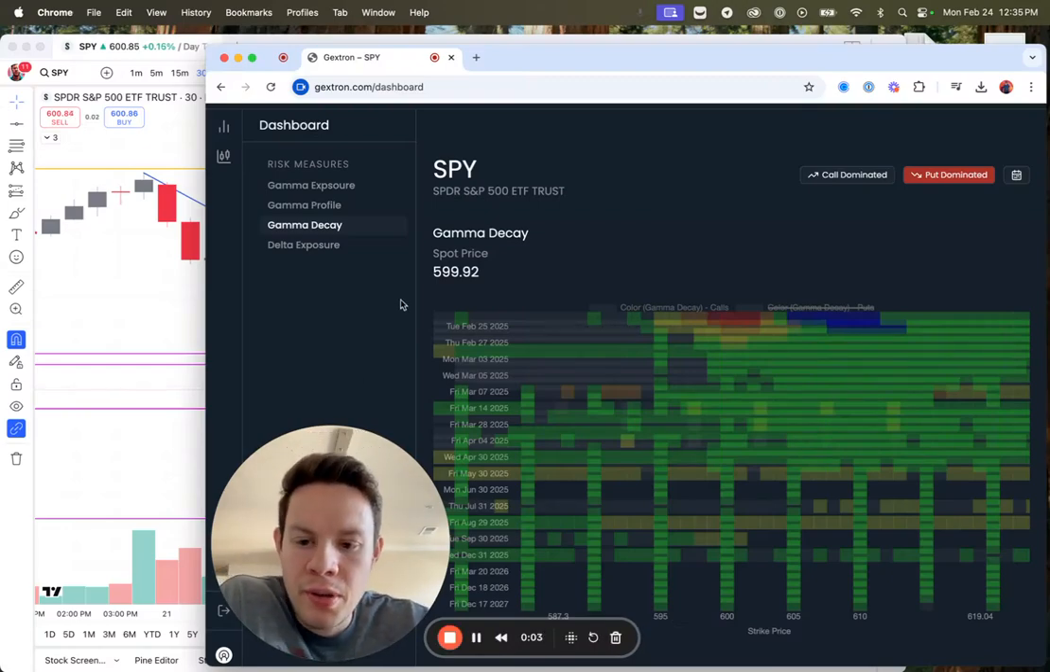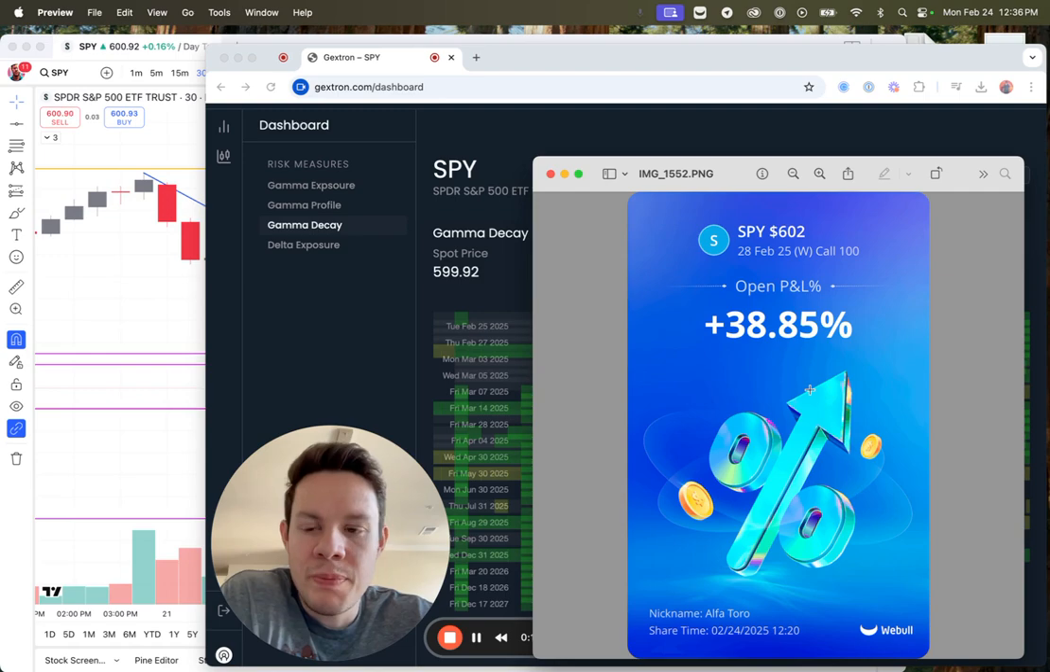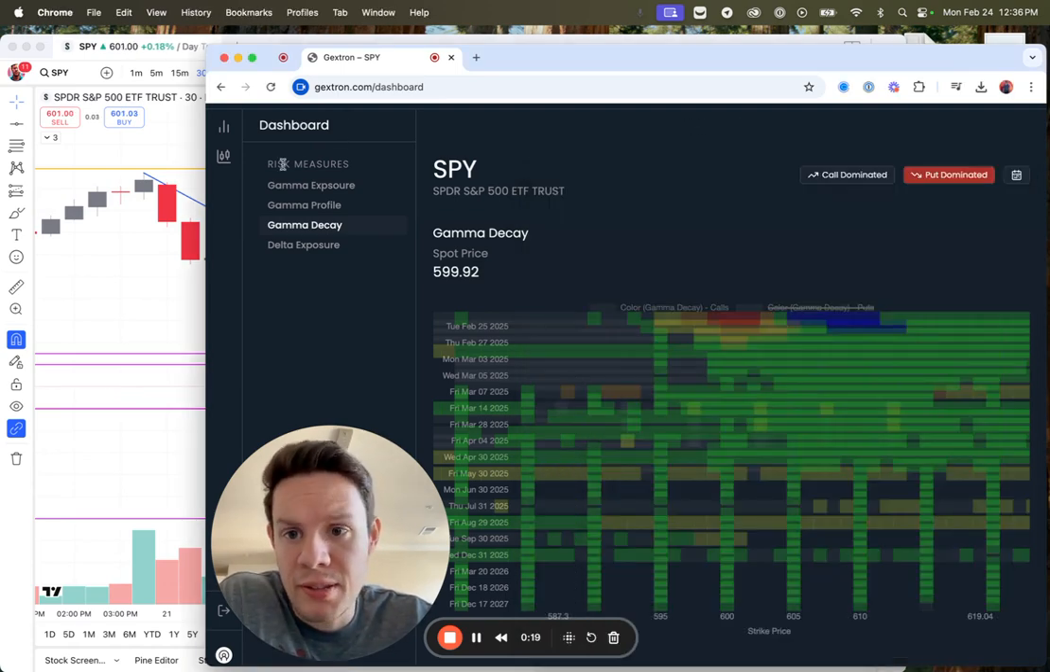So I want to show you a quick trade recap on SPY. We got a 38% return on SPY today, just scalping the bottom and aiming for entrance level. And I'm going to show you how we did that using Gextron. But Gextron really honestly makes everything so easy.